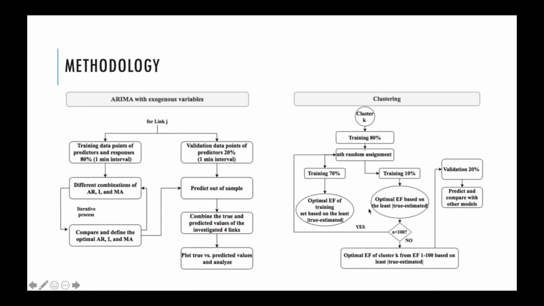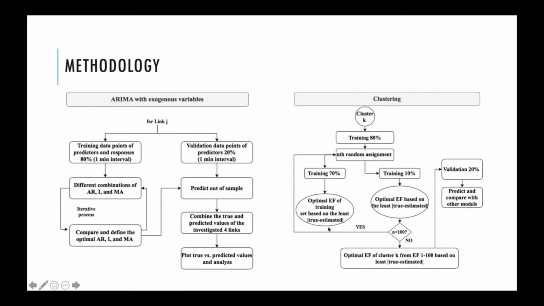To overcome overfitting, or to take it into account, we adopted a cross-validation process where we had 100 iterations of cross-validation to make sure that we chose the optimal emission rate for every cluster. So what we did is that we divided the data 80% to 20%, 70% and 10%.